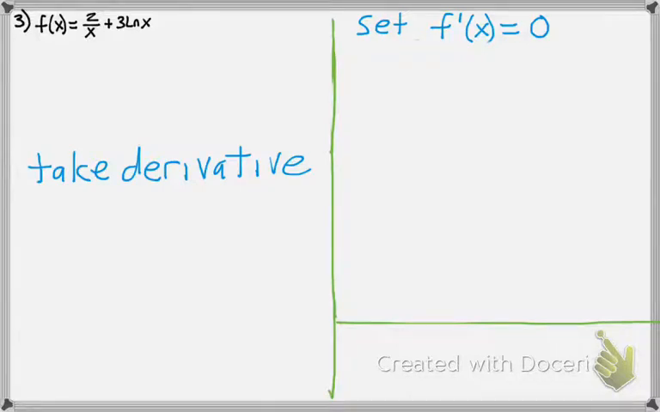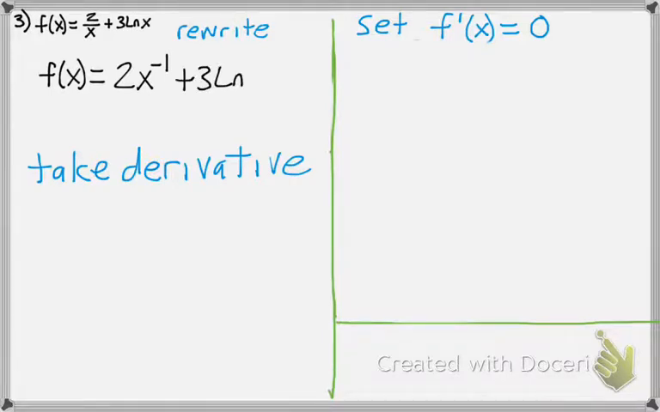Number 3, I'm trying to find the critical numbers. And I do want to take the derivative, but before I take the derivative, I do want to actually rewrite the original. So that, I think, makes taking the derivative a little bit easier. So f of x I can also write as 2x to the negative 1 plus 3 ln of x. So instead of writing it as 2 over x, I'm going to write it as 2x to the negative 1.